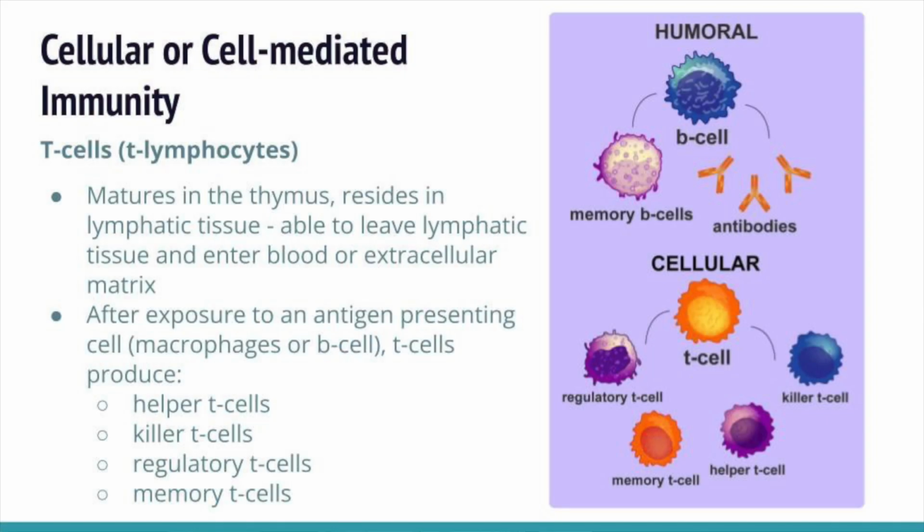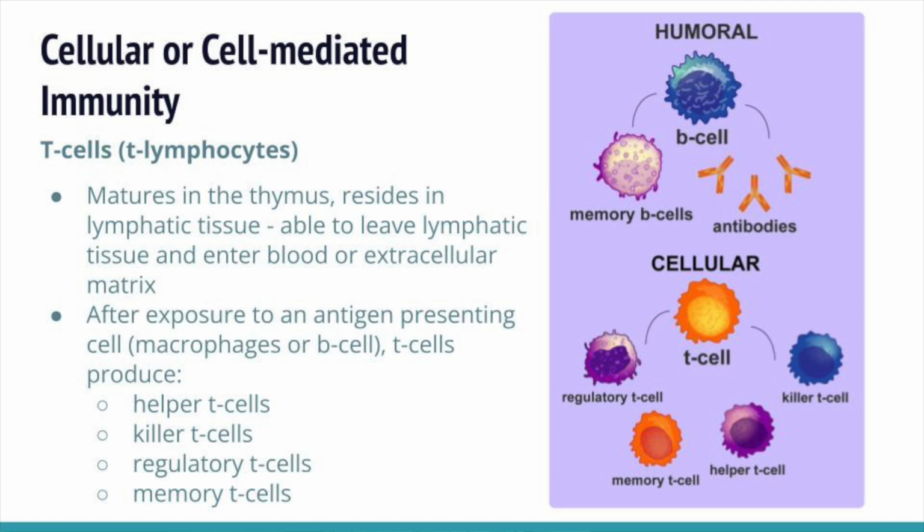And the first branch is called cellular or cell-mediated immunity. Okay, and this is going to be your T cells. You've probably heard of T cells. They're also called T lymphocytes. That's the exact same thing. T cells, T lymphocytes. And remember, a lymphocyte is a white blood cell that resides in the lymph.